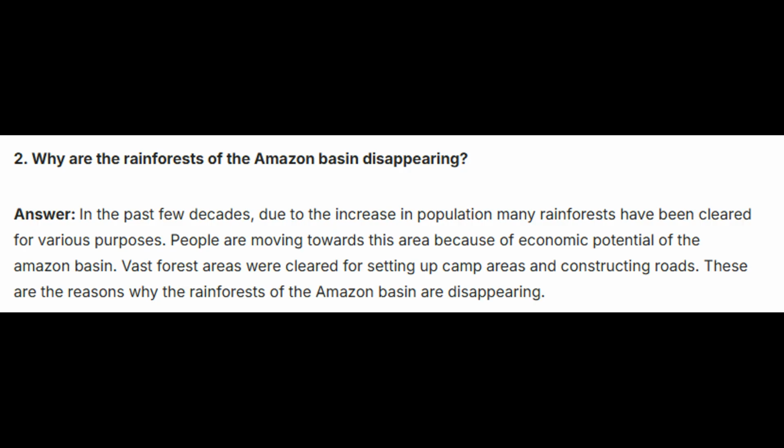Second, why are the rainforests of the Amazon basin disappearing? Answer. In the past few decades, due to the increase in population, many rainforests have been cleared for various purposes. People are moving towards this area because of economic potential of the Amazon basin. Vast forest areas were cleared for setting up camp areas and constructing roads. These are the reasons why the rainforests of the Amazon basin are disappearing.